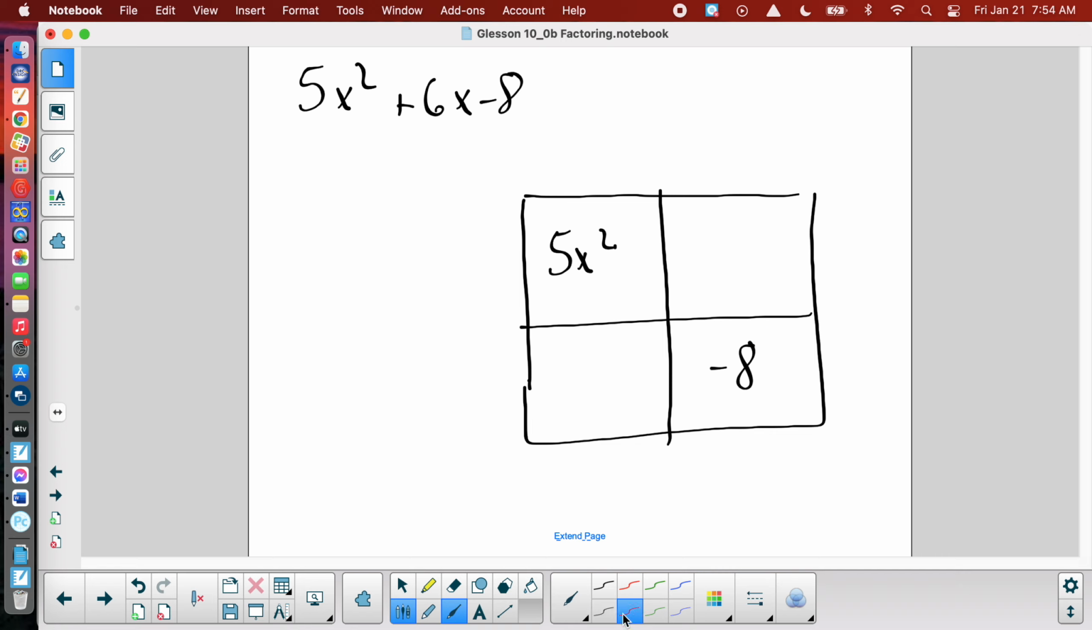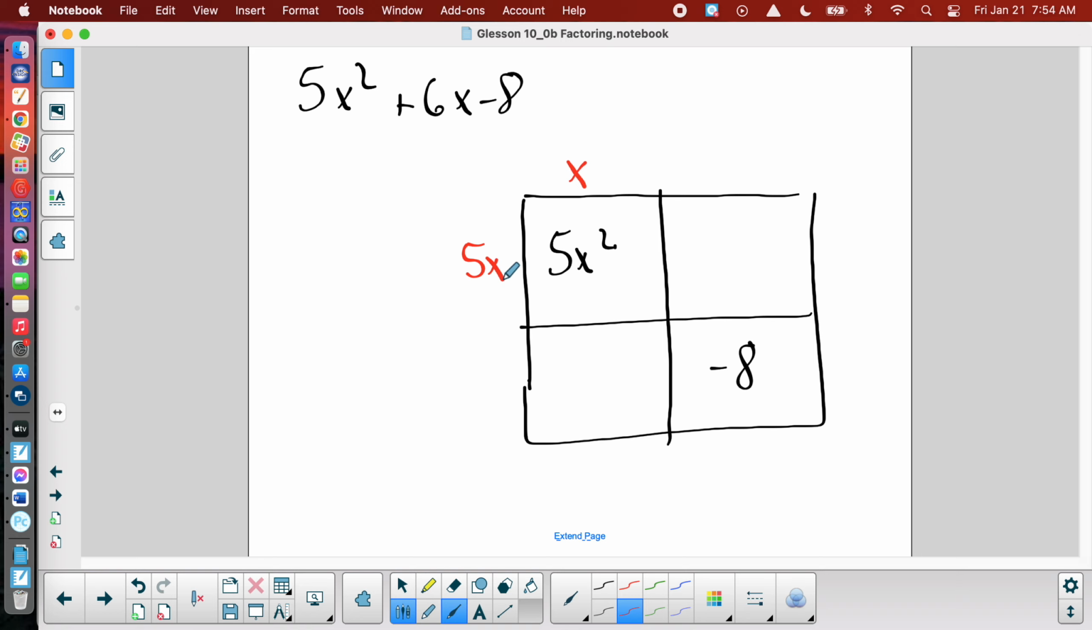Now, I've only got really one combination that gives me 5x squared. It's going to be an x and a 5x, right? So that's kind of nice. There's no other combinations to get the 5x squared with whole numbers. So I have an x, and we have a 5x.